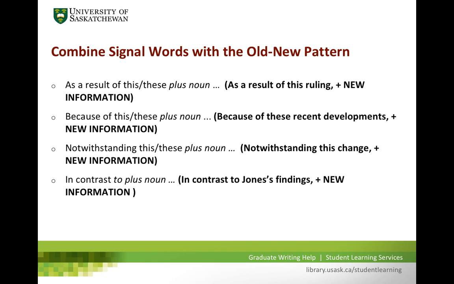Then, another example, "notwithstanding this" or "these" plus a noun. Notwithstanding is your signal word, plus what you were referring to in your previous paragraph or even your previous sentence, and then the new information at the end. And here's another example: "in contrast to" plus a noun. You could say something like, "in contrast to Jones's findings," if you've just been talking about Jones's findings, and now you're going to pivot to another researcher's findings. So combining signal words with the old new pattern is a very good way of starting paragraphs, and it can also be used to pivot to an idea within paragraphs.